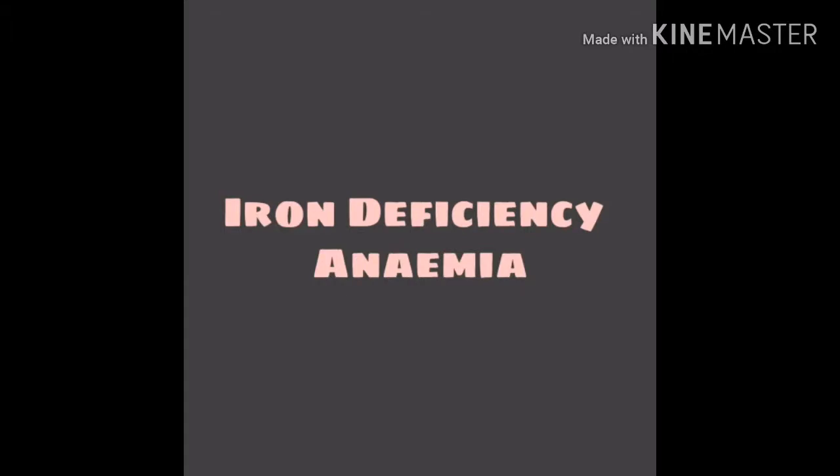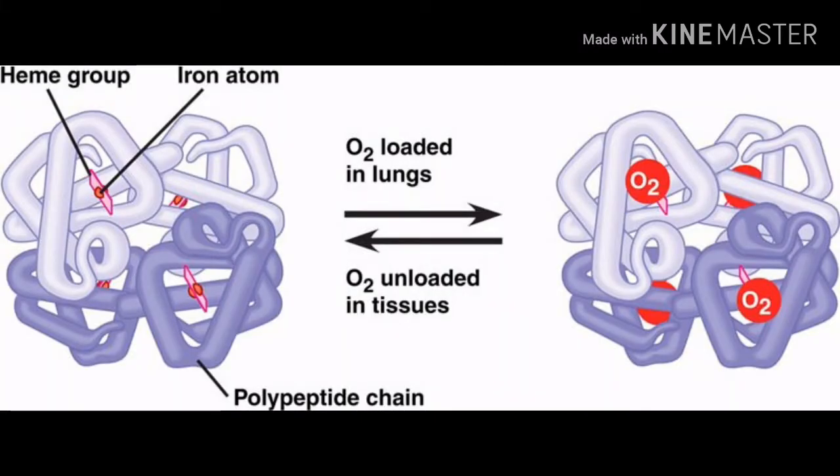Hi all. I will be talking about iron deficiency anemia. In order to understand iron deficiency anemia, you first have to understand what is hemoglobin. Hemoglobin is a protein found in the red blood cells.